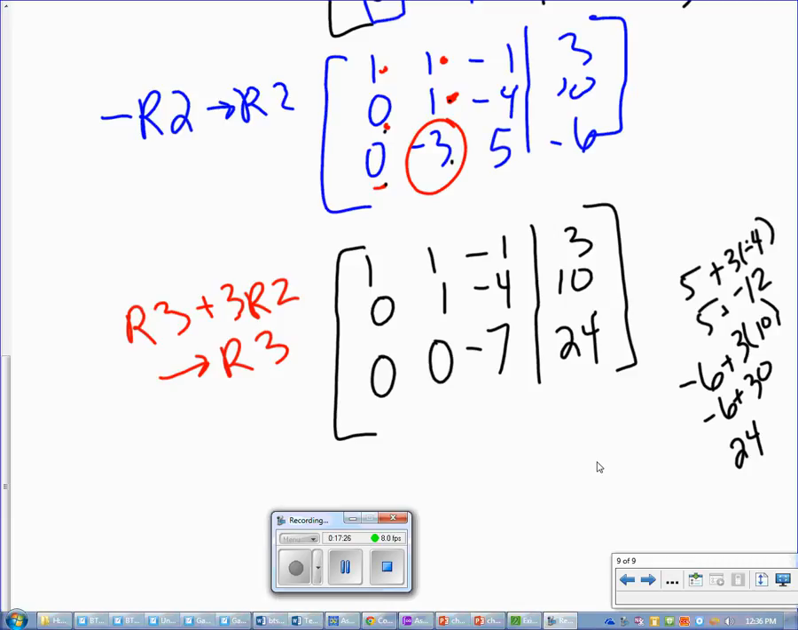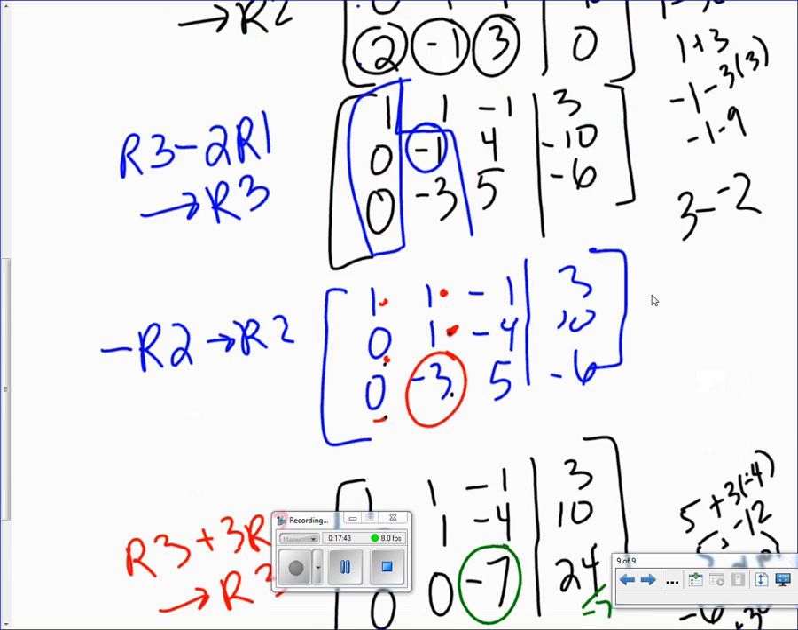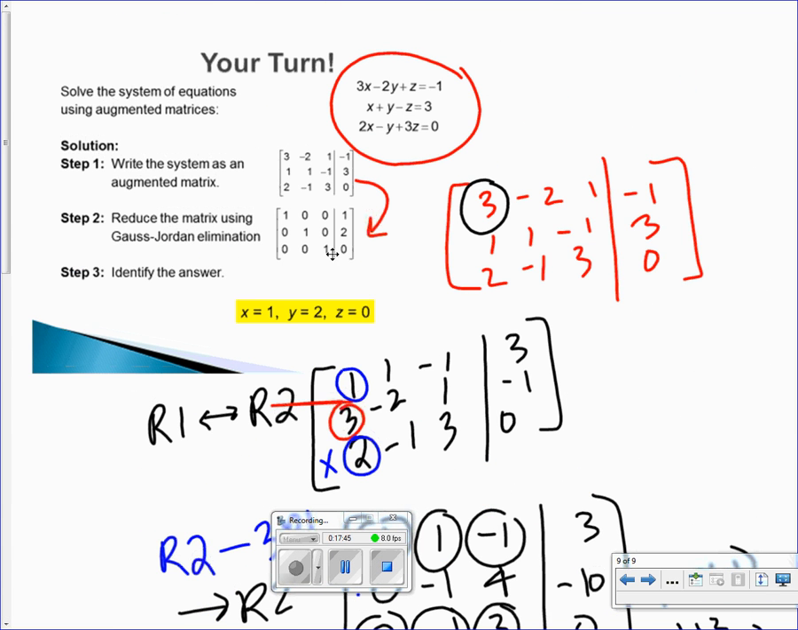Okay, so now I need to get a 1 in this position. The easiest thing to do is just divide through by negative 7. Okay, so I'm starting to see a problem. When I go to divide 24 by negative 7, I'm getting some weird decimal. And I have my answer at the top. I'm supposed to be getting 0 according to this answer right here. So something's wrong. That's okay.